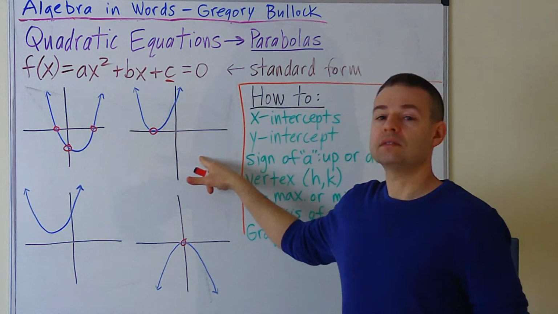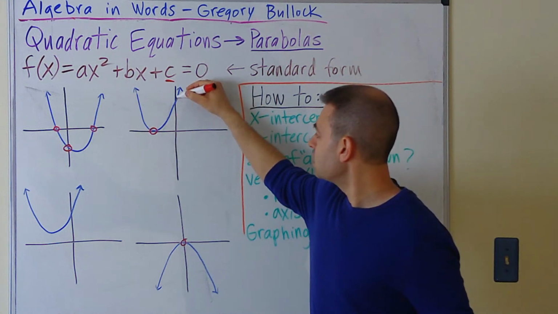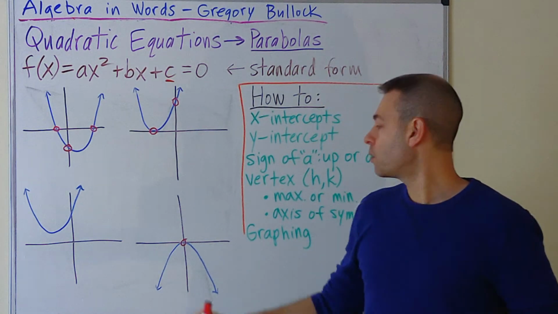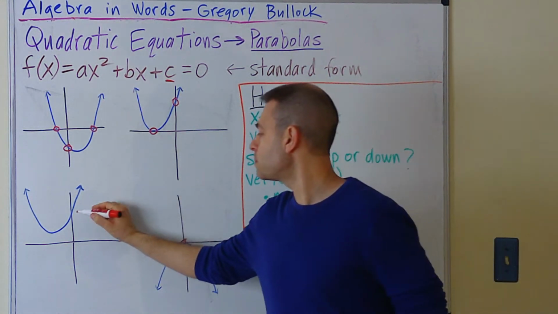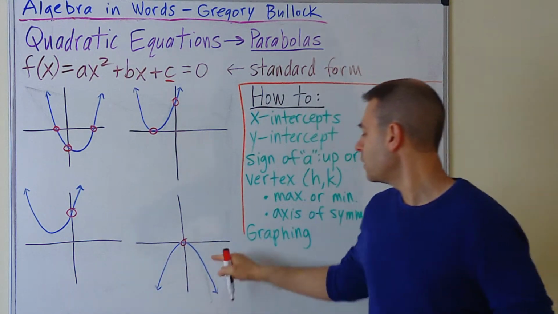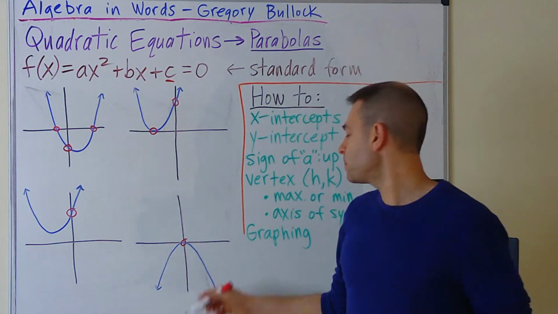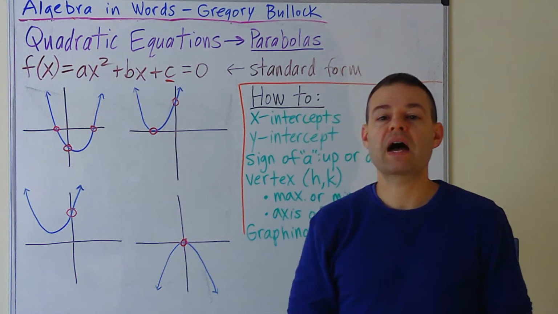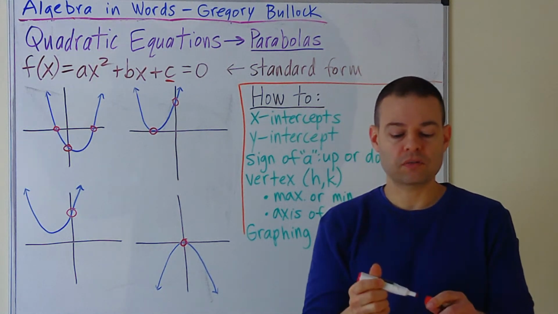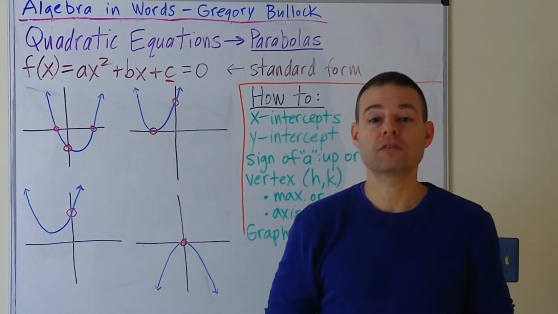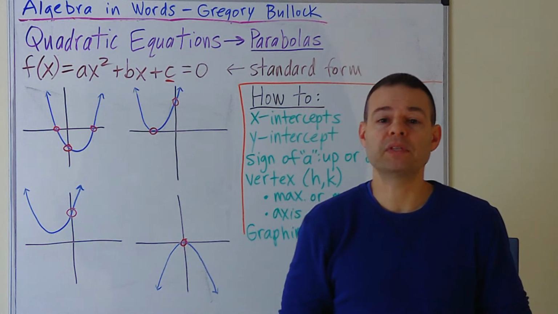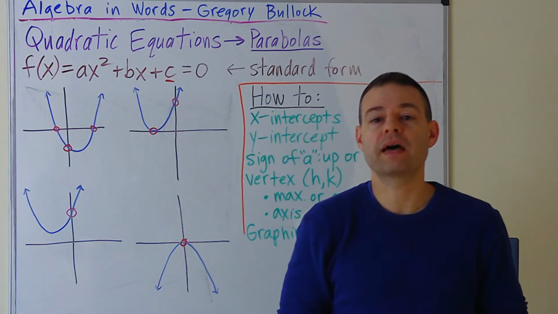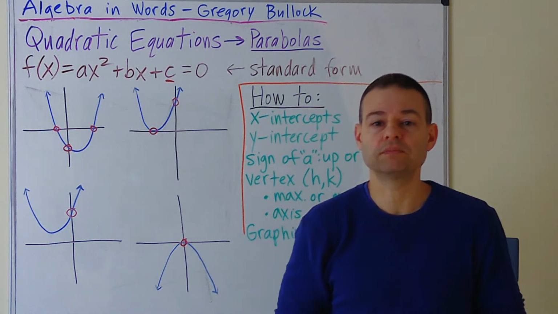What about for this one? The y-intercept is right here. Okay, and how about this one? The y-intercept is right here. And for this one, the y-intercept happens to be right here. And I made this graph because at this graph, the x-intercept and the y-intercept happen to be the same. They're both at the origin, (0, 0).